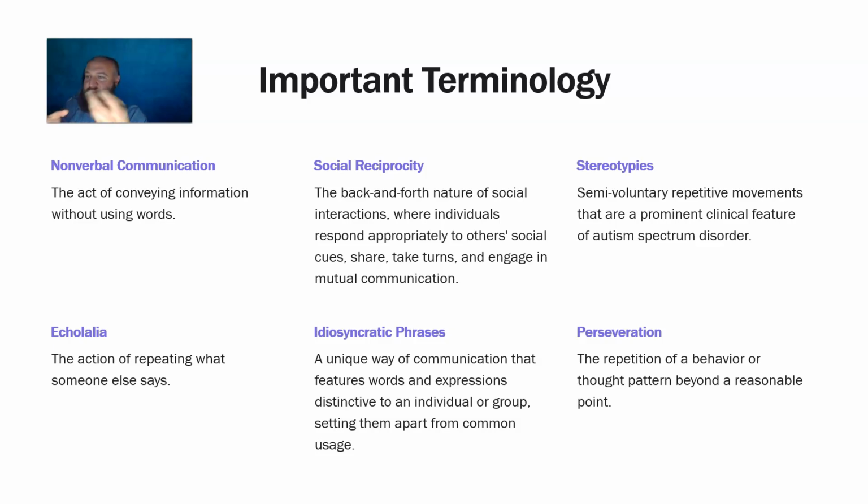So using that example, I'll say how typical development occurs with language. Say the same child doesn't have autism spectrum disorder. They're playing with their dog. They know their dog's name is Sparky.